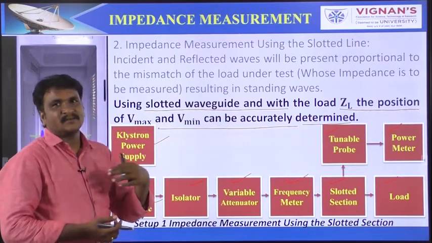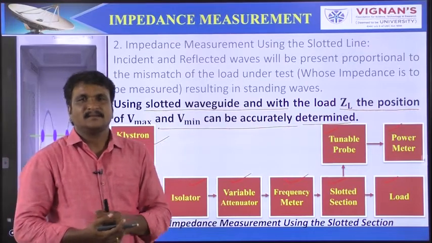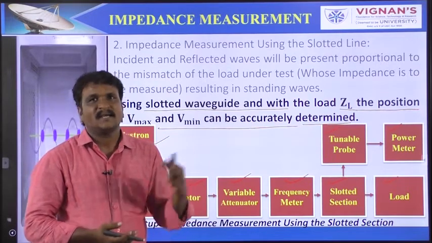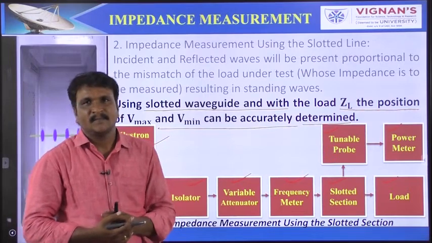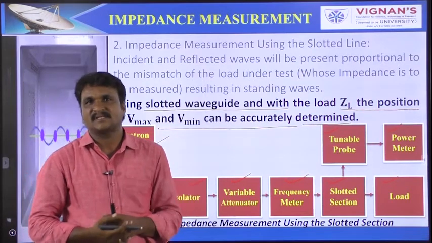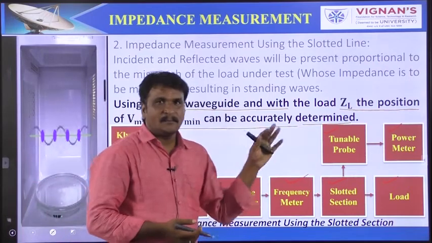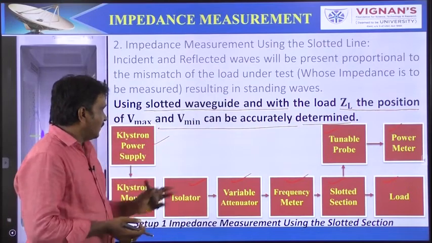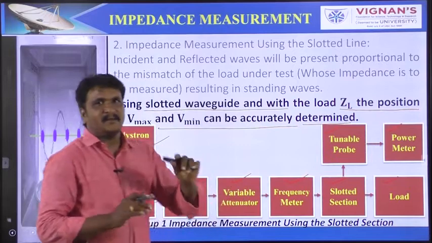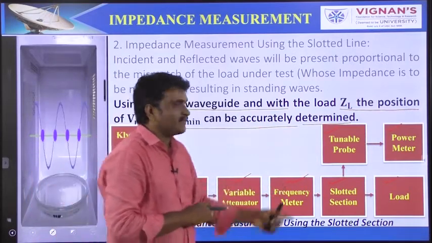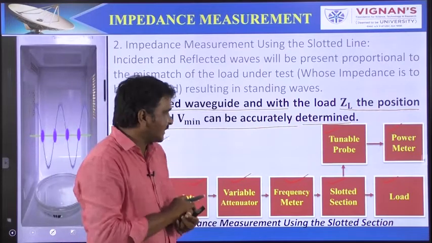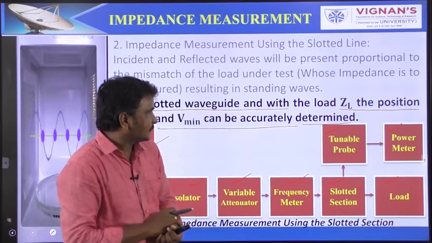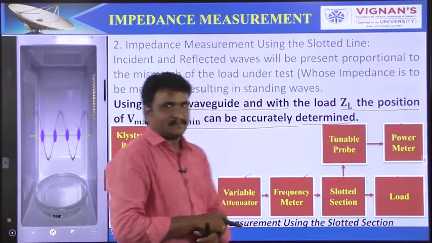Before switching on the Klystron power supply, the beam voltage should be fully anti-clockwise, the repeller voltage fully clockwise, the HT button in off position, the modulation selection switch in AM position, and the meter selection switch in voltage position. Then the variable attenuator is in no operation position, the frequency meter is kept at one side, and the tunable probe also is kept at one side.